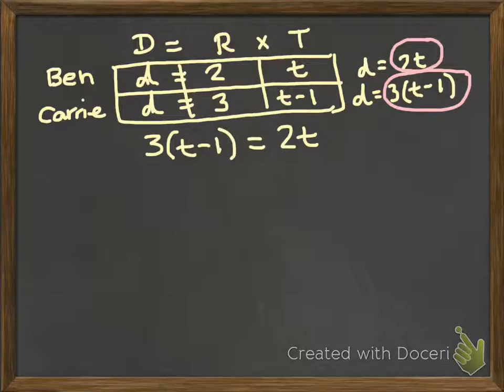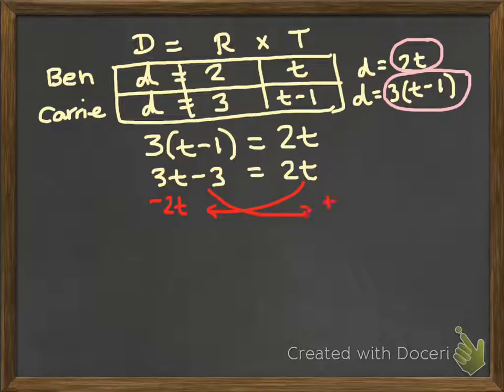Okay, then we do distributive property. 3T minus 3 equals 2T. We're going to solve for T. So subtract 2T here and add 3 here. And we end up with 1T equals 3. Okay, so it takes 3 hours.